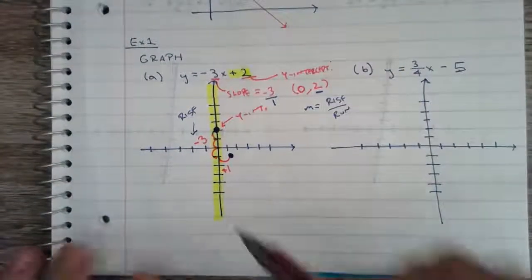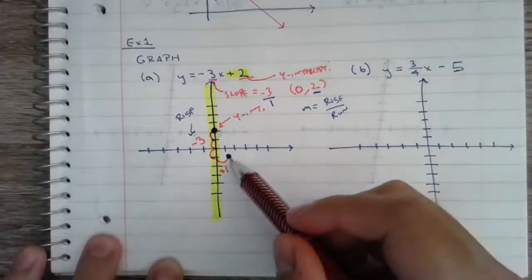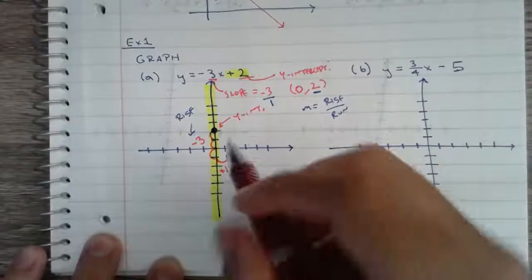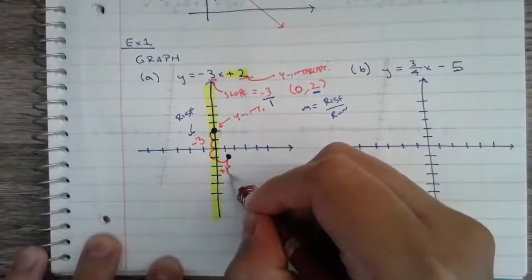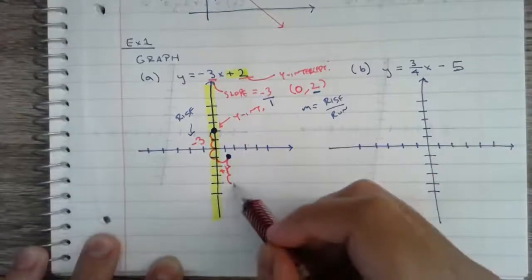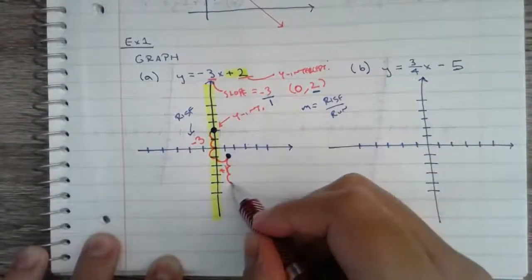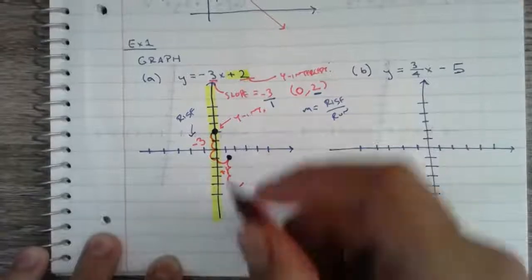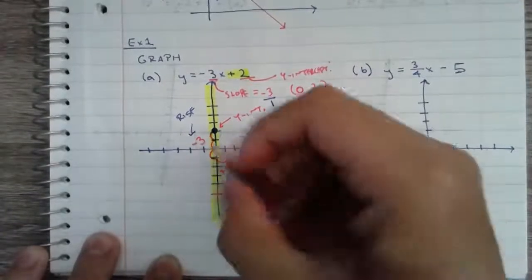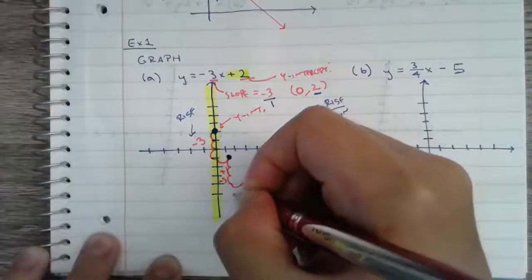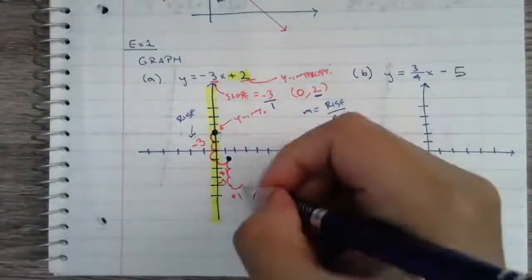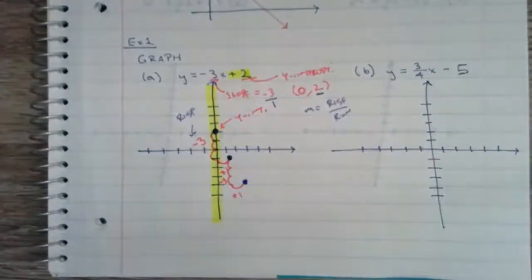Okay? Then I'm going to do the same thing, so keep doing it to all the points. So now I'm going to go down 3: 1, 2, 3. And then you have to go right 1. So right 1. So again, minus 3, and then plus 1. And then there's my other point.